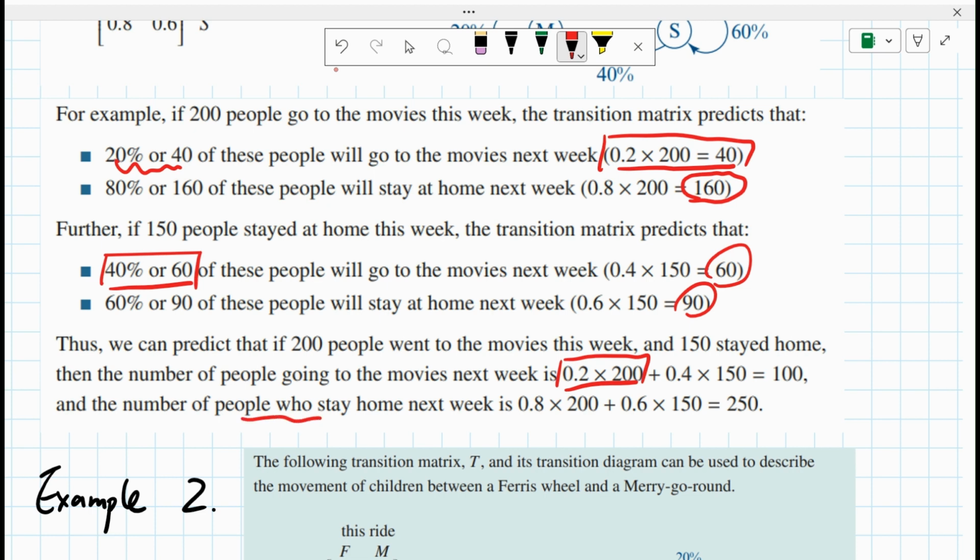And the number of people who stay at home next week: 80% of the 200 people will stay at home, which is 160, and 60% of the 150 people, which is 90, so the total is 250. So that's how that works for staying at home.